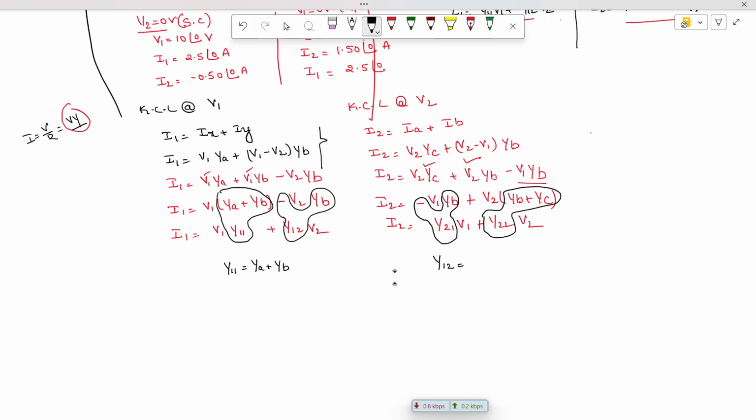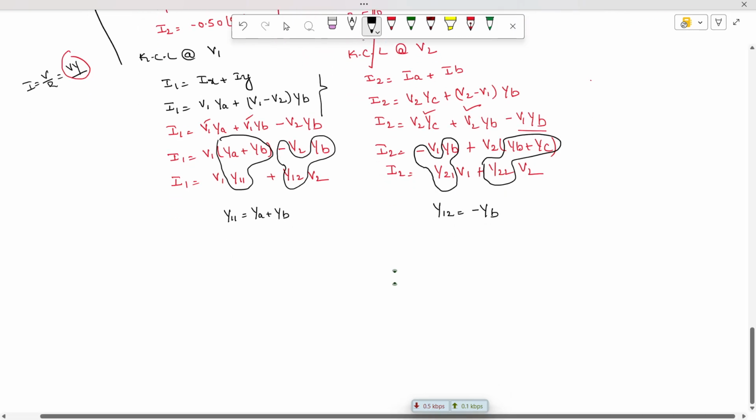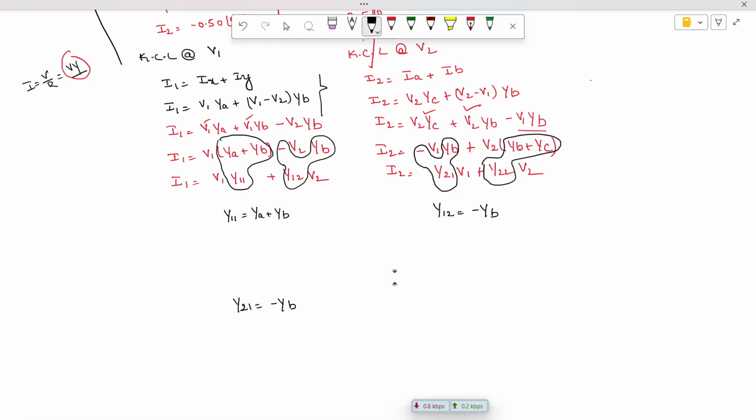Y12 is equal to minus YB. Next one, Y21 is equal to minus YB. Y22 is equal to YB plus YC. So already we know how to write down Y11 also. So how to write down Y11?